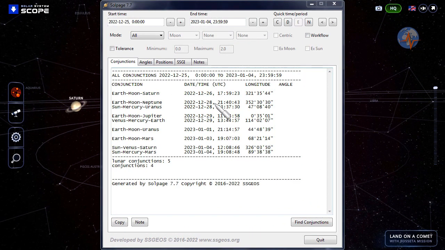We see a convergence of planetary and lunar geometry both on the 28th and 29th. We have Earth-Moon-Neptune conjunction at 21:40, that's tonight, followed by Sun-Mercury-Uranus. And then early on the 29th, a lunar conjunction with Jupiter at 11:44, followed by Venus-Mercury-Earth at 13:44.